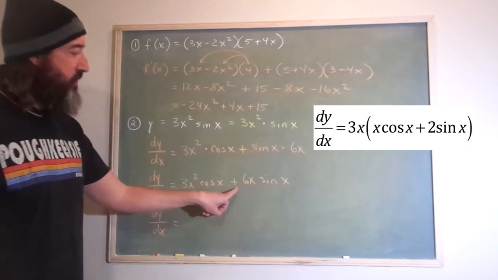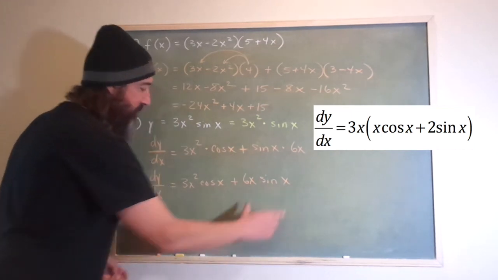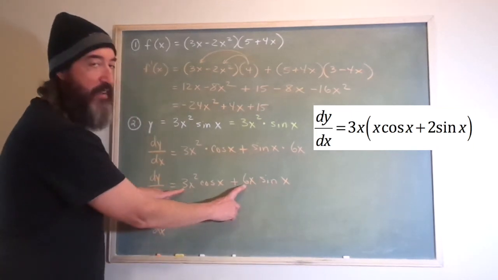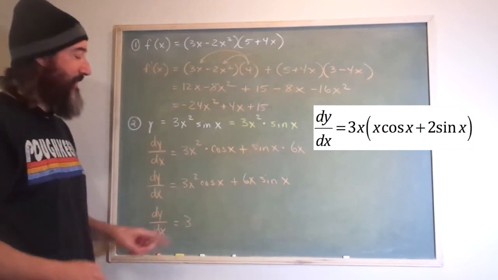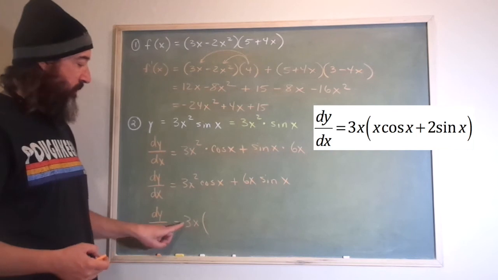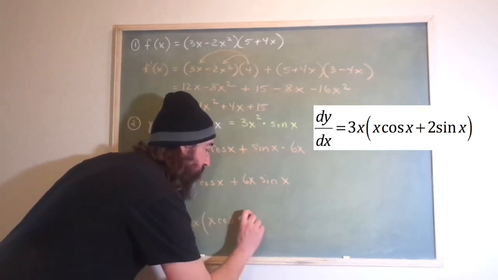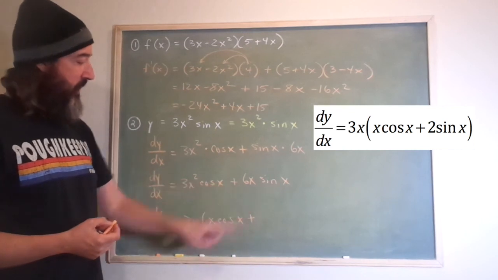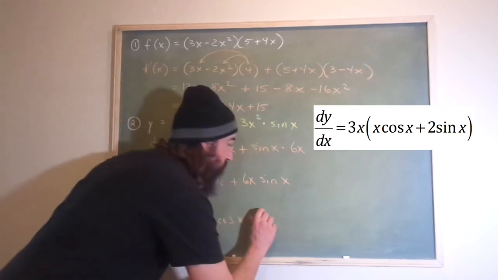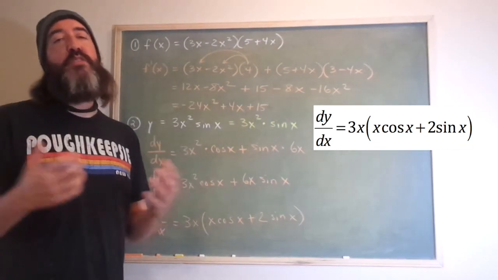I have one addition symbol, which means I have two pieces. Here's my first piece, here's my second piece. And I see that both pieces I can factor a 3 out of. I see I can also factor an x out of each piece. So this would be 3x times x cosine x. And then to get 6x sine x, it would be 3x times 2 sine x. Looks like we got this one correct as well.